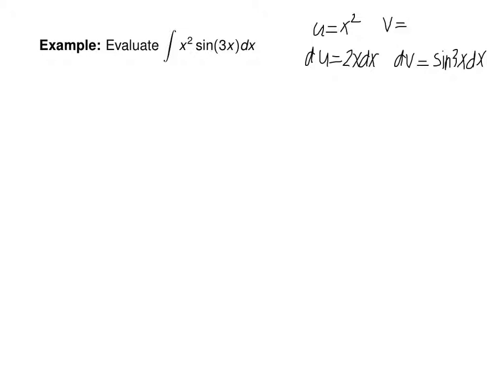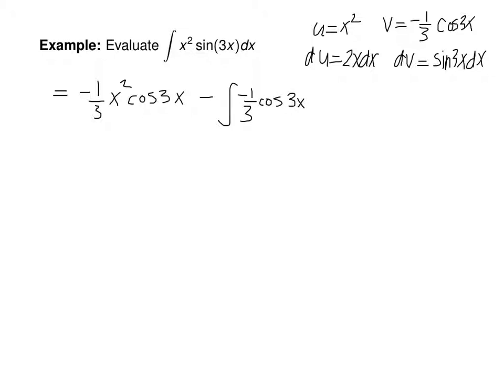And so that will be cosine of 3x, actually negative 1/3 cosine 3x. Cosine's derivative is negative sine, making the negatives cancel, and then you have to also accommodate for the chain rule. The derivative of 3x is 3. So the antiderivative of x squared sine 3x will be negative 1/3 x squared cosine of 3x, so that's uv, minus the integral of v du. So we're actually minus the integral of negative 1/3 cosine 3x multiplied by 2x dx.